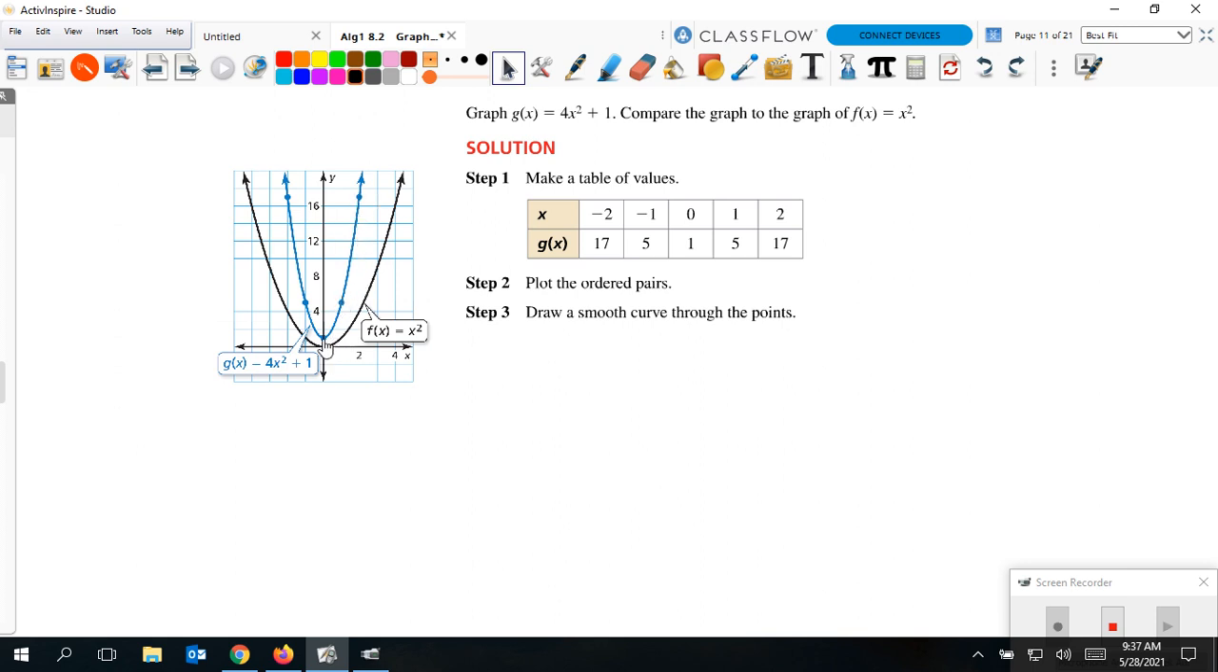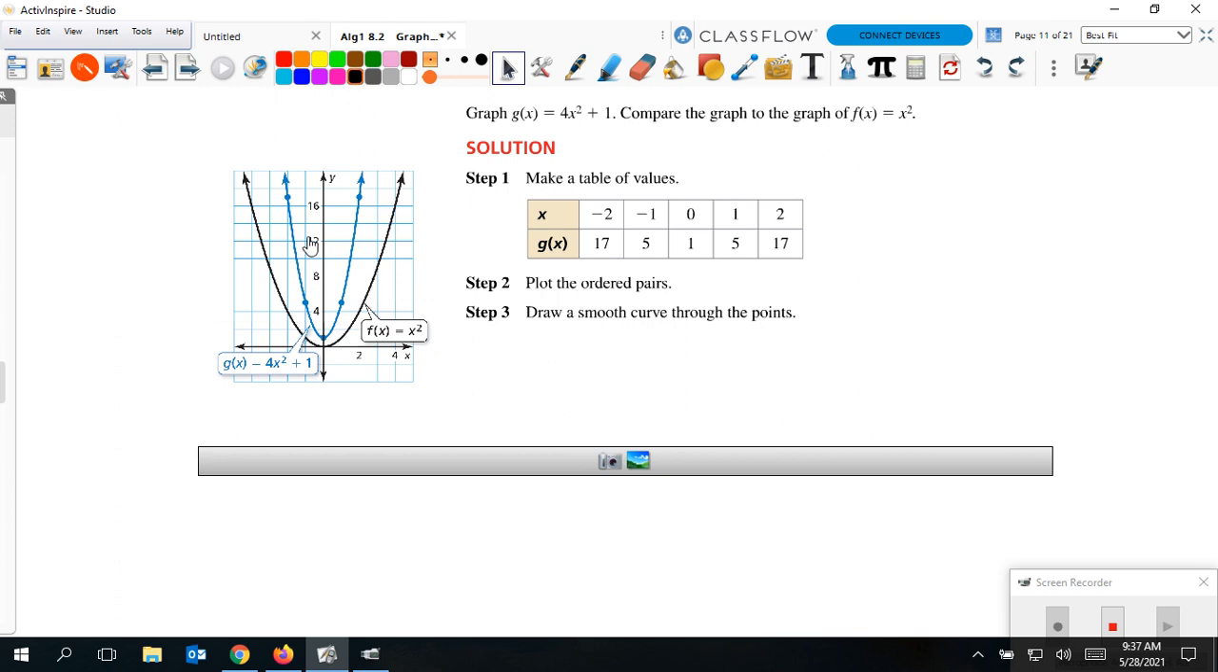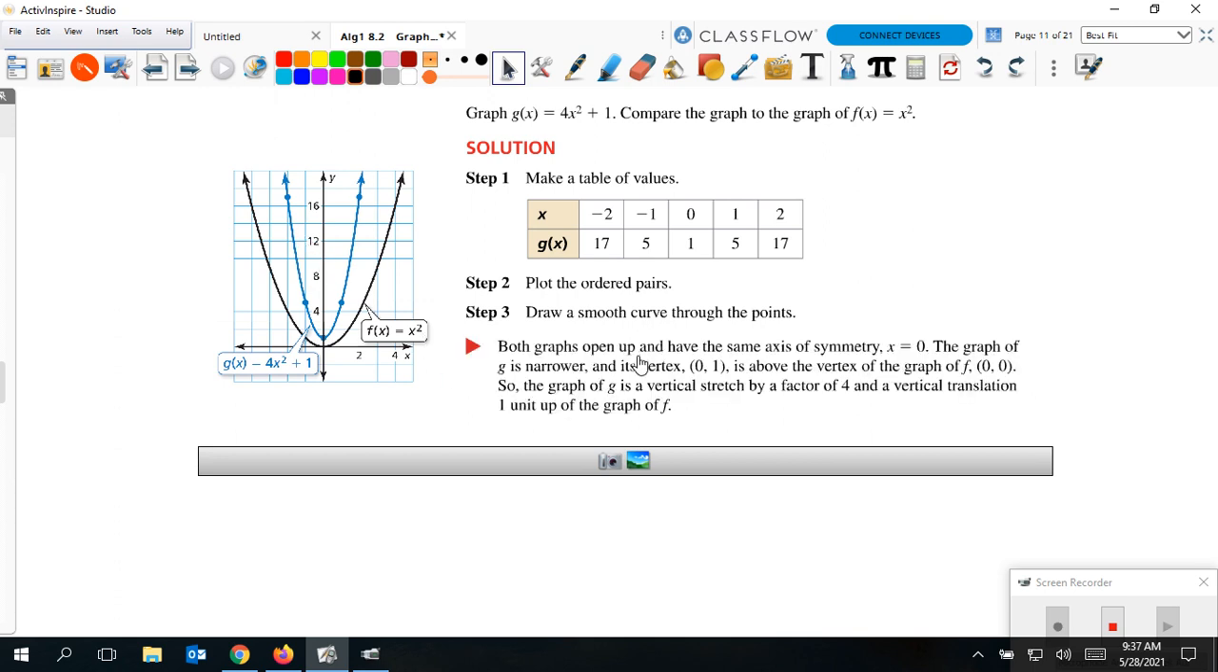And you notice that this one is thinner or narrower because you have a 4 in front. So what we would say on this one is it's definitely going to stretch. It's stretching. It's getting narrower. If you like, you're putting your hands in the air and you're stretching it, or you're pulling it like a rubber band, you're stretching it. So we're going to say it's got a vertical stretch by that factor of 4. It also moved up 1, so we're going to say vertical translation 1 unit up.